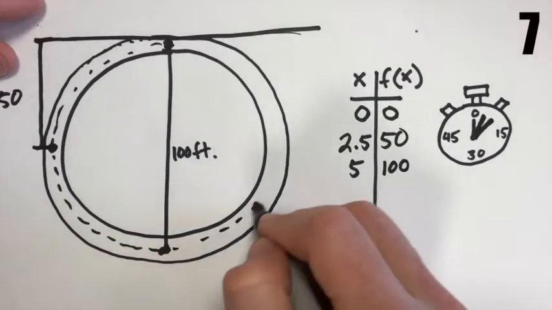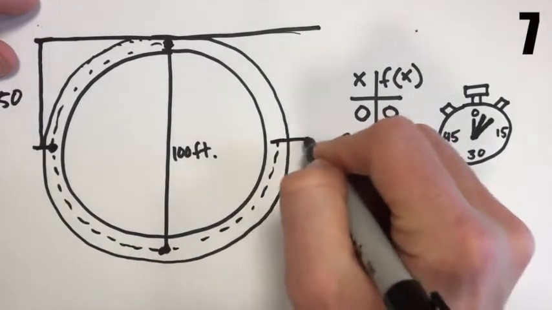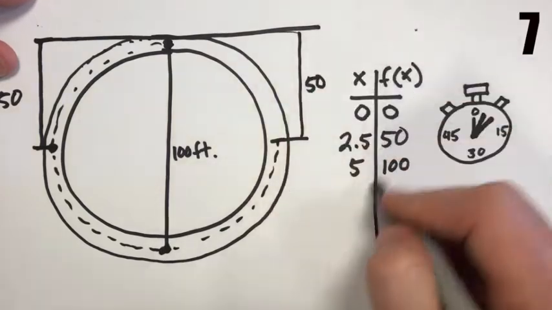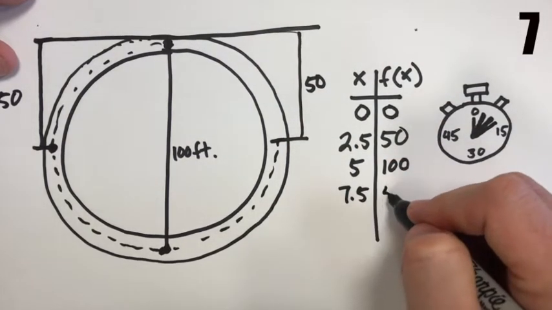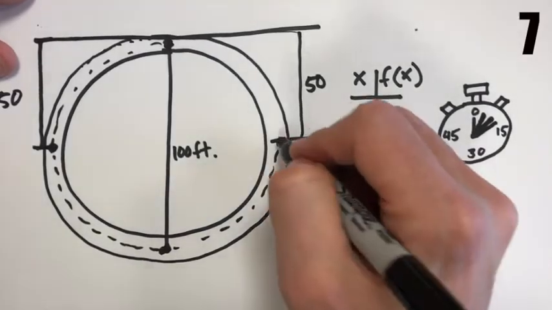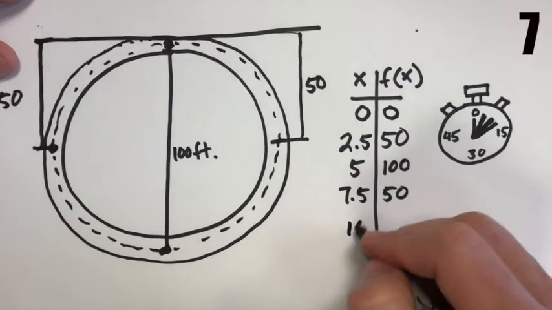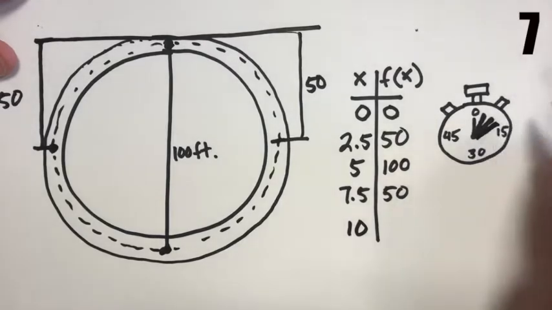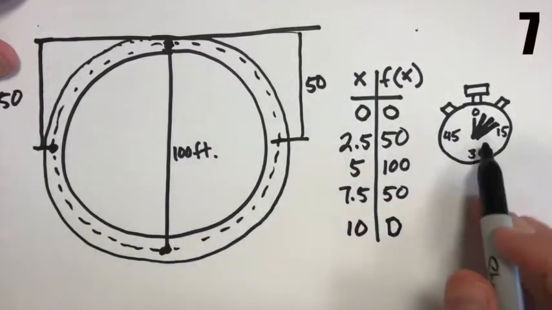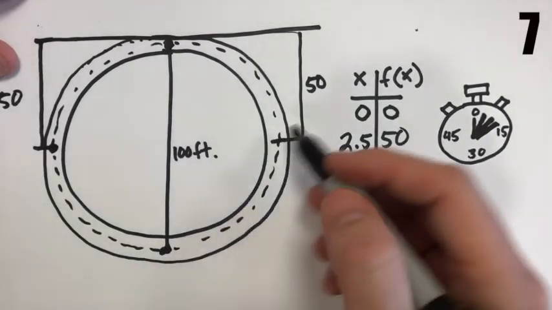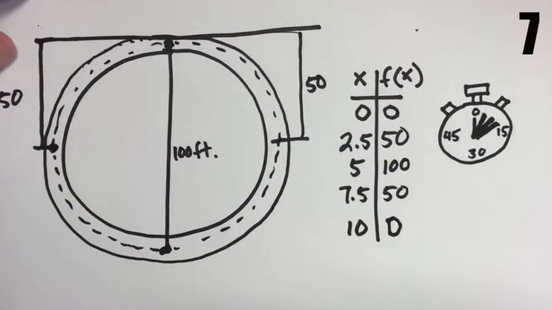Another 2.5 seconds. Now again, he's 50 feet away, so after 7.5 seconds, right? A little bit more time's passed. He's 50 feet away again, and then after the full 10 seconds, he's back to 0. So if x is the time in seconds and f of x is the guy's distance away from that wall.